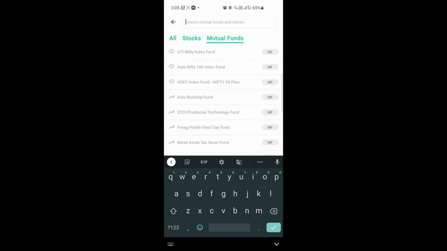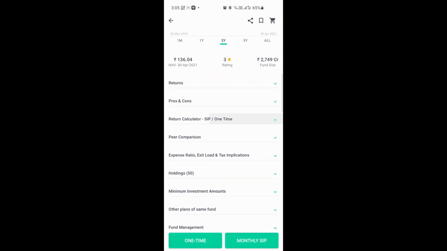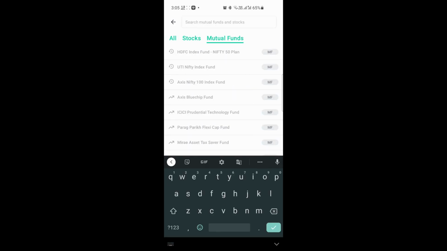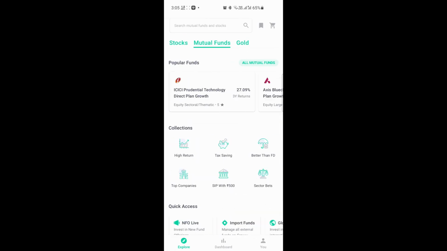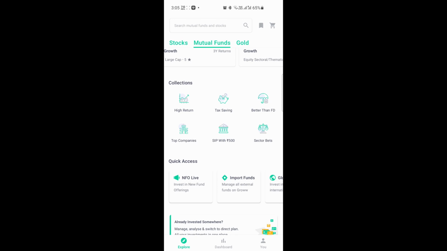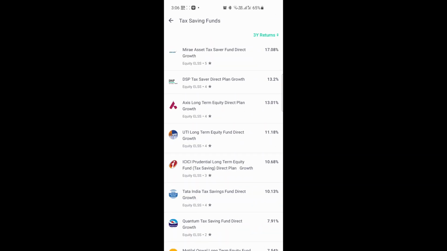Then just start putting a certain amount of money. Few mutual funds have roughly around 500 rupees as their minimum investment, as you can see, but few have as low as 100 rupees. So you could look into mutual funds you like and just go for it. And if you're not sure how to do it, then just look into these collections, where you can look into high return mutual funds, tax savings mutual funds.